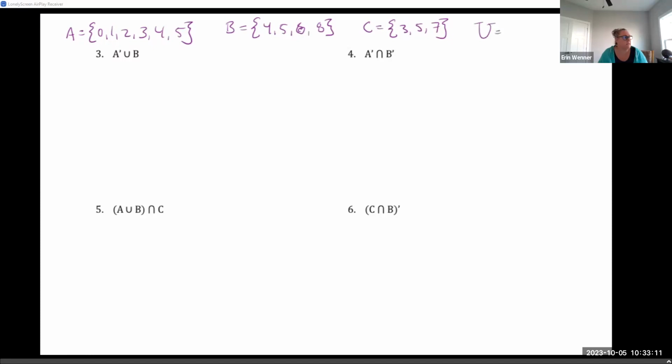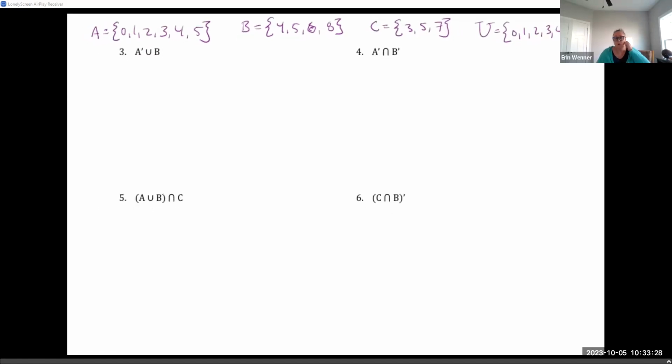So number 3 says A complement union B. So when I say A complement union B, and my board is taking forever, let me wait for this handwriting to finish.